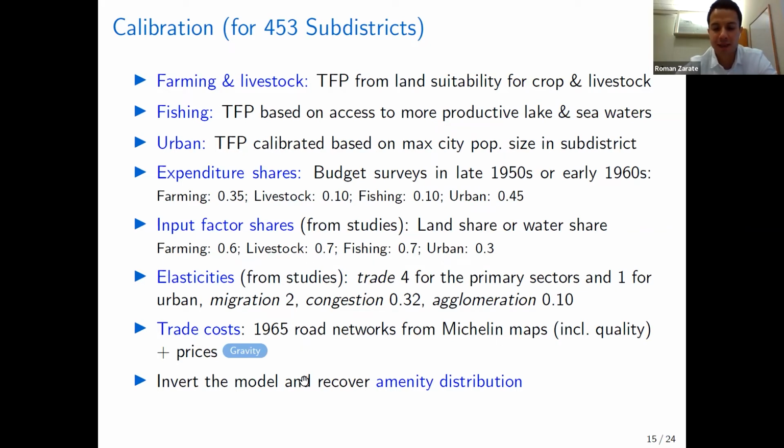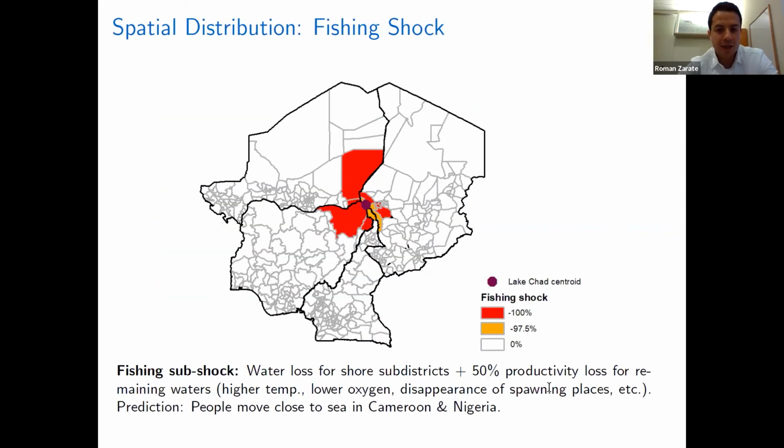And for the amenity distribution, we can just invert the model and recover the entire amenity distribution. So this is the way that we're going to model the shock. The first one is going to be a water supply shock. Basically, there is going to be a loss of water in some locations, in the locations that are closer to a lake, and we call this a fishing shock.